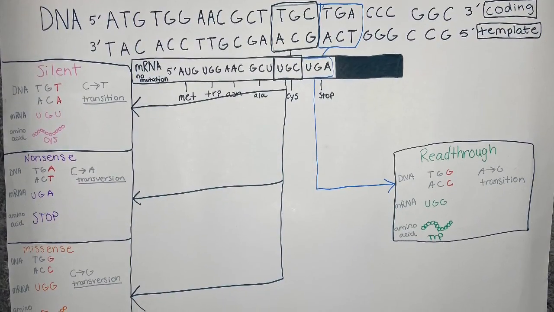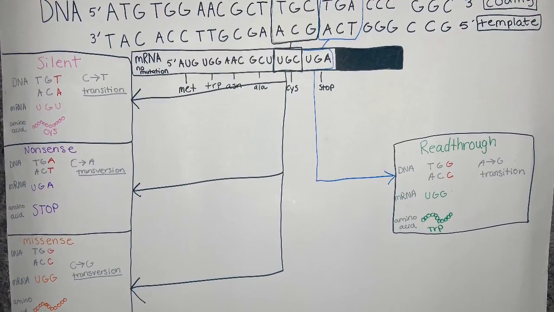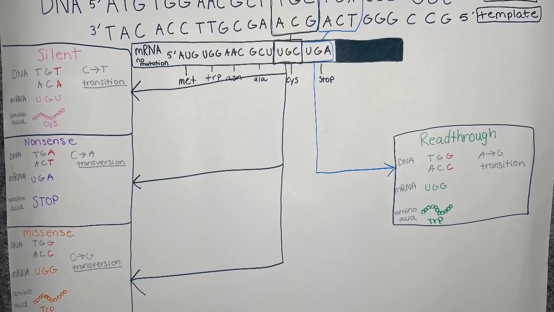To recap, we have gone over 4 different types of point mutations: silent, nonsense, missense, and read-through.